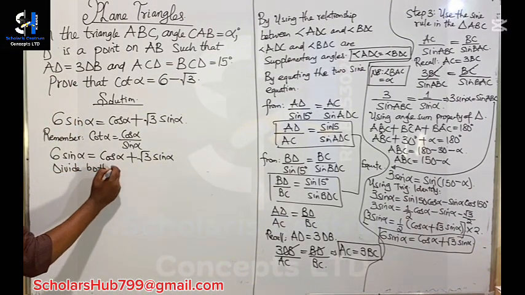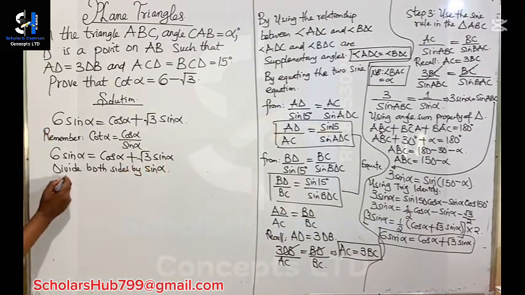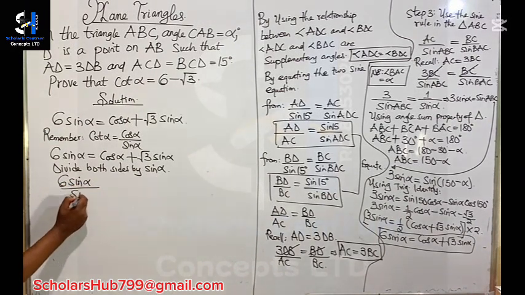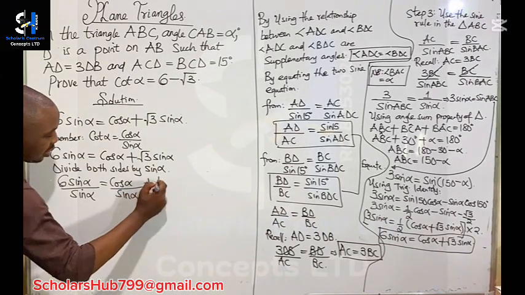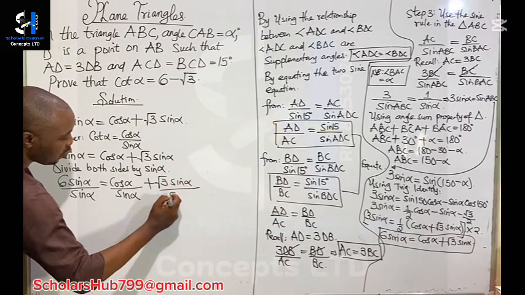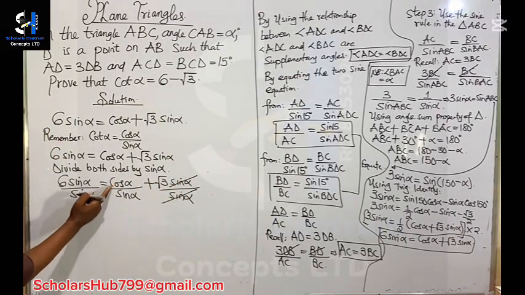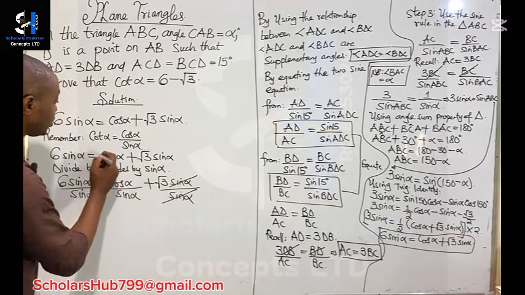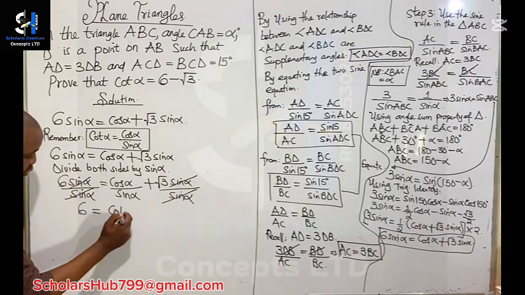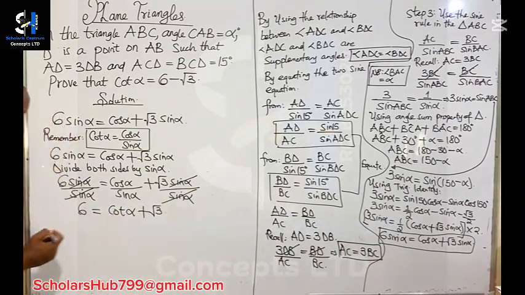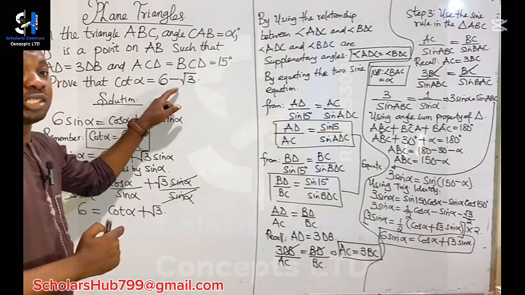Divide both sides by sine alpha. So this will be 6 sine alpha over sine alpha equals cos alpha over sine alpha, plus radical 3 sine alpha over sine alpha. This cancels out. So we have cos alpha over sine alpha, which is cot alpha. Now this reduces to 6 equals cot alpha plus radical 3. Remember, this is what we are looking for. We want to prove that cot alpha equals 6 minus radical 3.